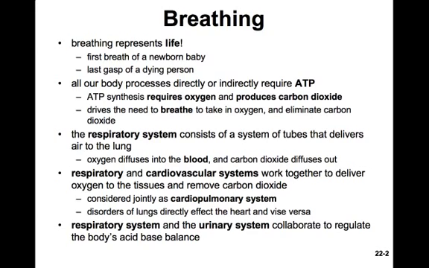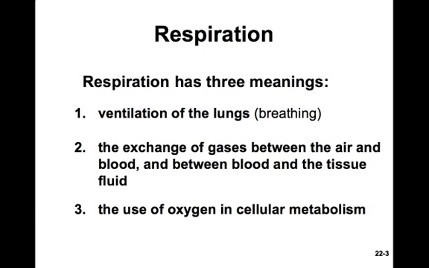If there's a disorder in the lungs, it's directly going to affect the heart and the circulatory system, and vice versa. The respiratory system also works in conjunction with the urinary system to regulate the body's acid-base balance. As we'll see, the production of carbon dioxide produces hydrogen ions, which change the pH of the blood. So it's important that we have a means to regulate the acid-base balance.